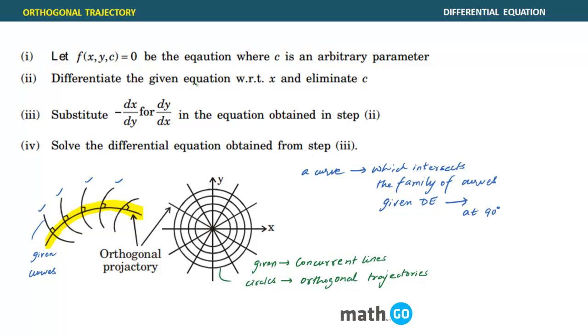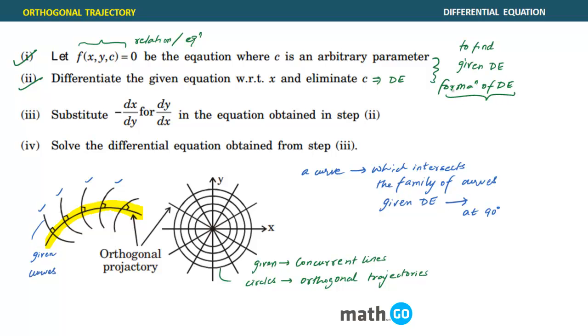So what is the method of finding an orthogonal trajectory? First of all, these two steps are to find the given differential equation. You will be given some constraint, find the relation, or you can say the equation, where C is the arbitrary constant. Differentiate the equation with respect to x. This is basically where you will form the DE. This is nothing but the formation of the DE.